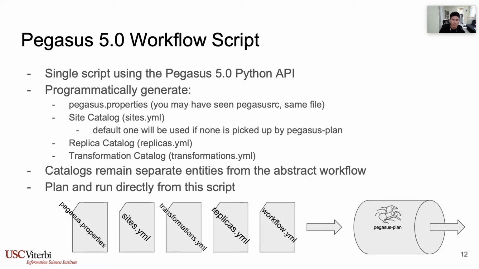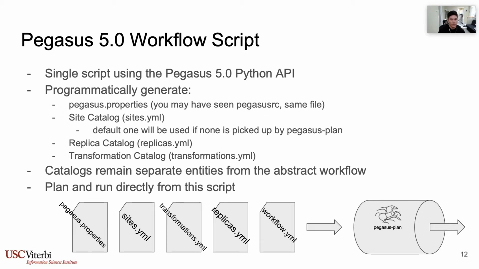Now, when it comes to a Pegasus 5.0 workflow script, this can be a single script using the Pegasus 5 Python API. So you can programmatically generate all the catalogs and the properties files, as I've mentioned. Pegasus.properties is a new default name for the properties file. Site catalog is a default name of sites.yml. A default one will be used if none is picked up by Pegasus plan. So if you're running on a local Condor pool, it's convenient to just use the default one, so you won't have to generate one for yourself. If you do generate one, it would overwrite the default one.